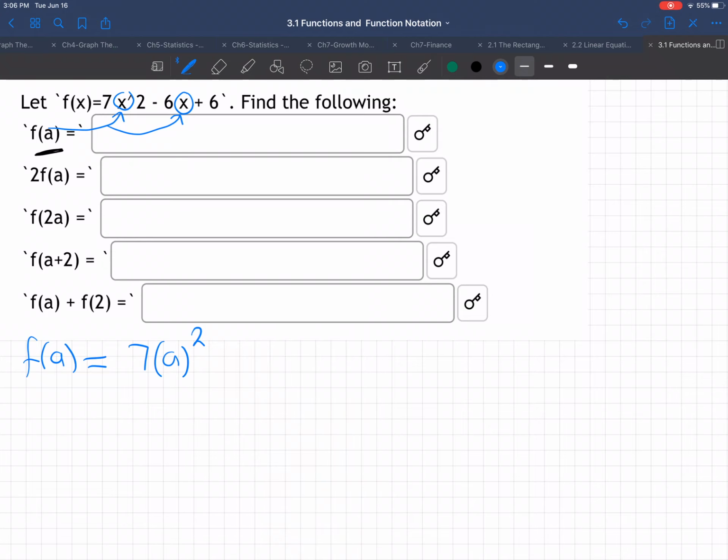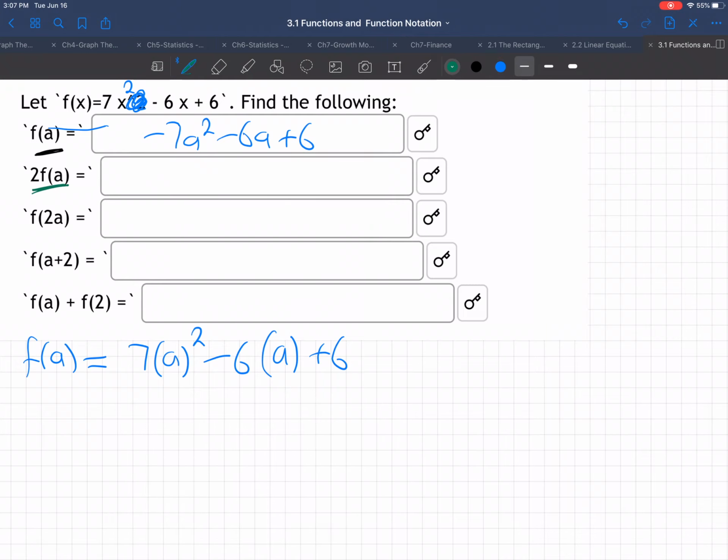This notation might be confusing, but this means to the second power. That's the other way of writing that. Minus 6, and then again plug in a, plus 6. So there's the first answer: 7a squared minus 6a plus 6.